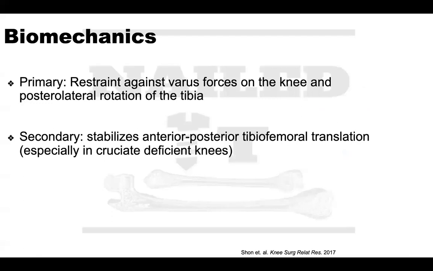So biomechanically, the primary role of the posterolateral corner is to serve as restraint against varus forces on the knee, as well as posterolateral rotation of the tibia. Secondarily, though, it stabilizes the anterior posterior tibiofemoral translation, and especially it does that in cruciate deficient knees.